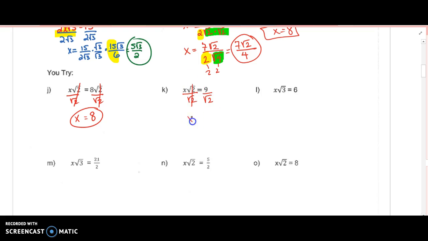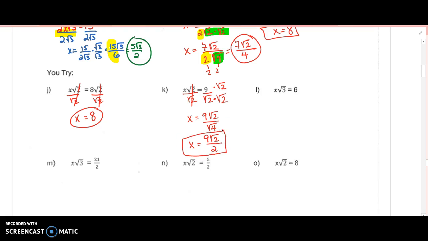These cancel, so you get x equals 9 over square root 2, but once again, not allowed to have a square root in the bottom. So to get rid of it, you multiply by square root 2 on the top and bottom. So that's 9 square root 2 over square root 4, or since we know the square root of 4 is 2, let's just call that 9 square root 2 over 2.